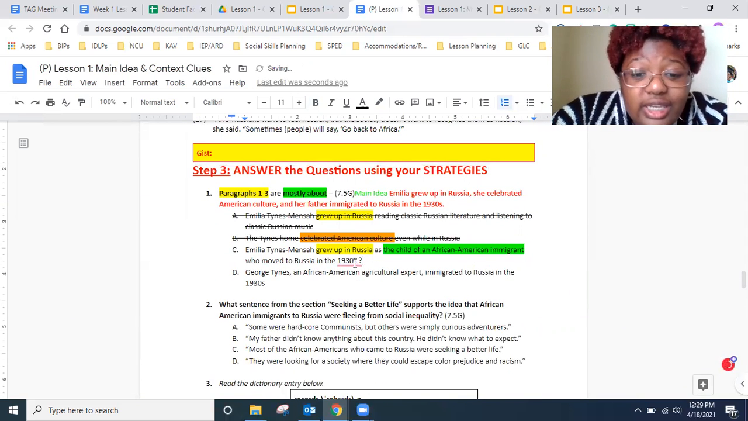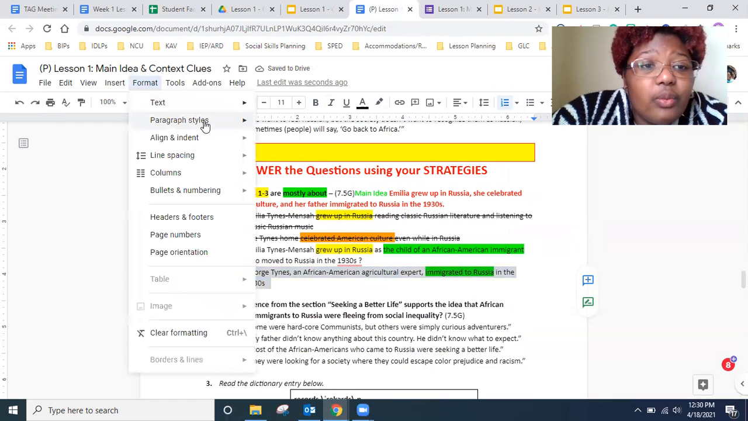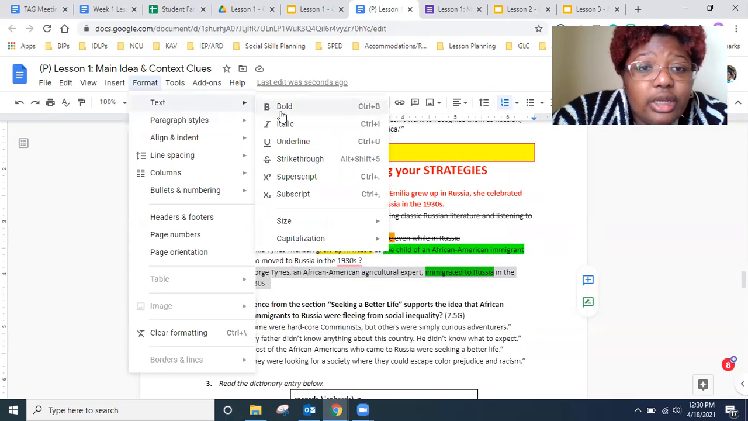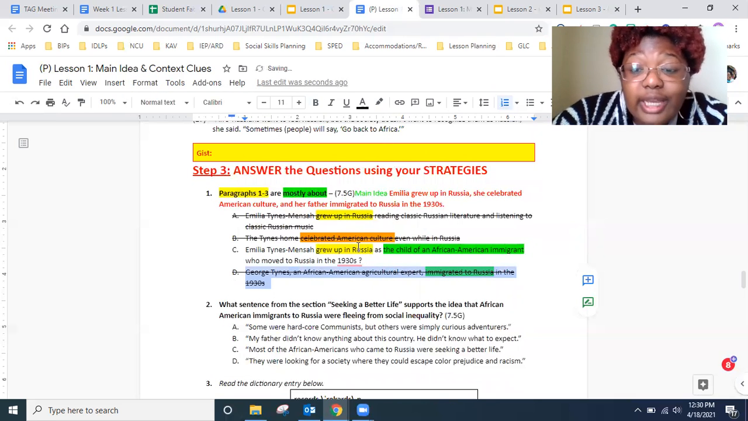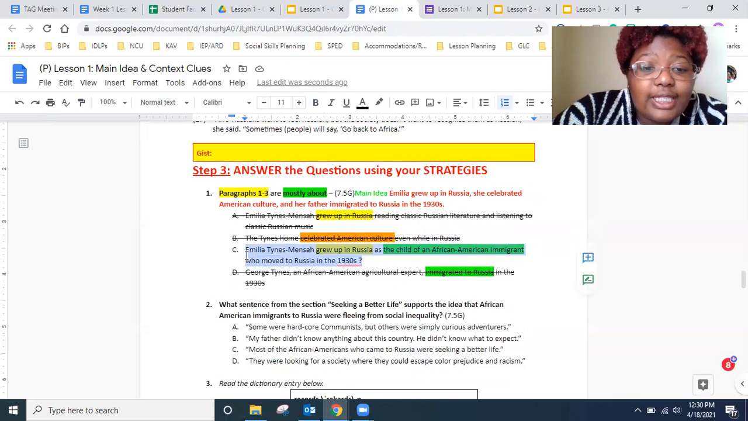D, George Teens, an African-American expert, immigrated to Russia in the 1930s. Well, it has that he immigrated to Russia, but it does not have the other details. So I can't choose this one at all. So that leaves me with C as my answer because C gives me at least 2 of my details from my gist. The other ones only gave me 1 detail. So I'm going to highlight C as my answer.